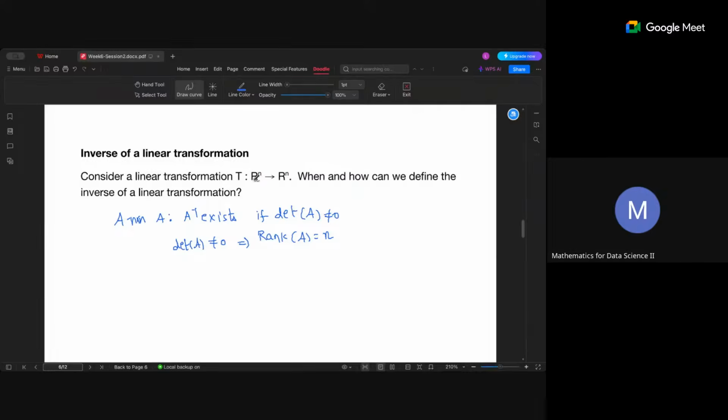We have T from Rn to Rn. So let's say A is an n by n matrix. So rank of A is equal to n. Okay, good. If rank of A is equal to n, according to the rank nullity theorem, what should be the nullity of A? 0. Okay. Now let's come back to the transformation. Suppose you have a transformation where rank of T is equal to n and nullity of T is equal to 0. What does this say about the transformation T?